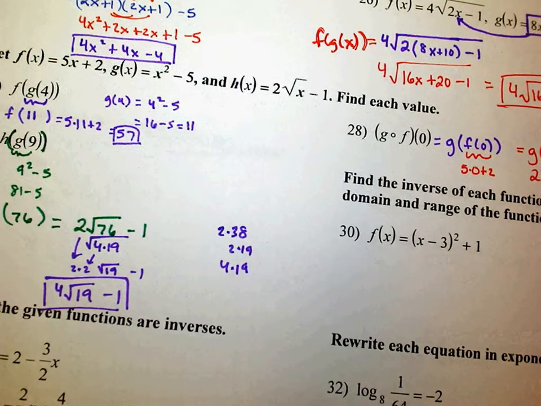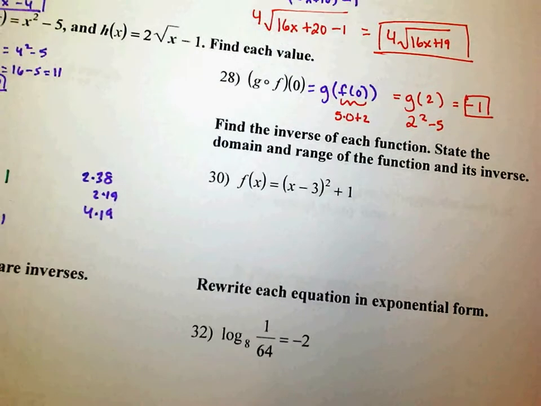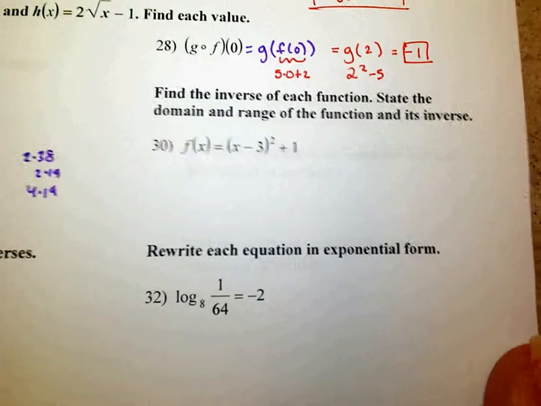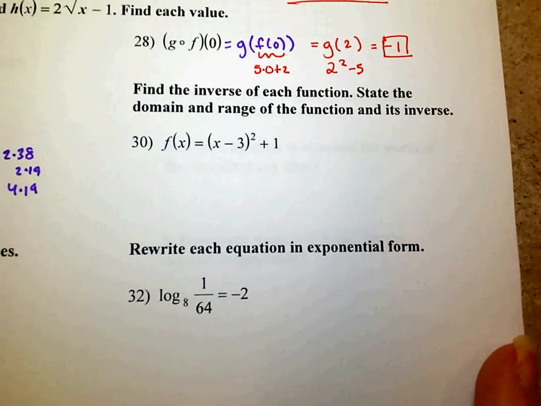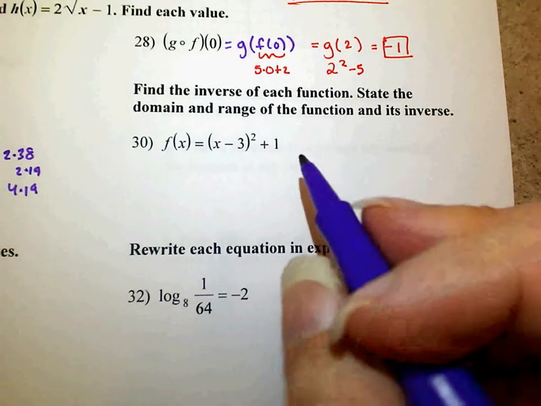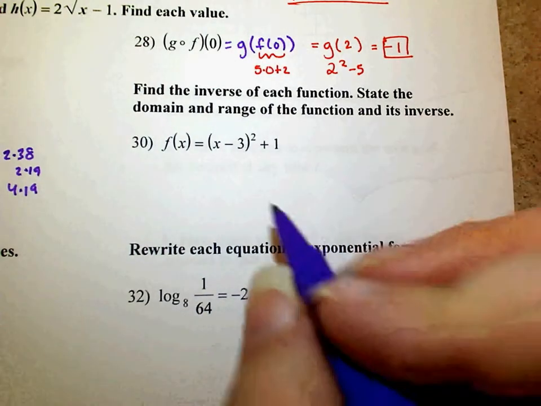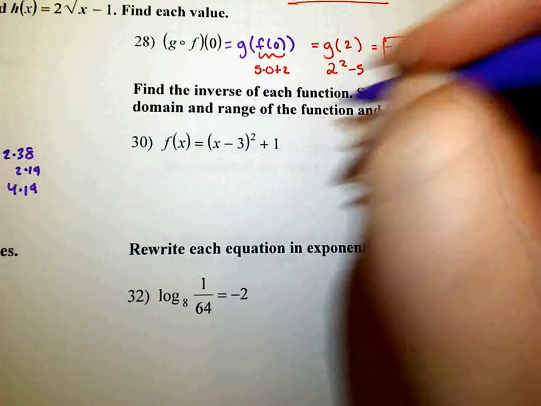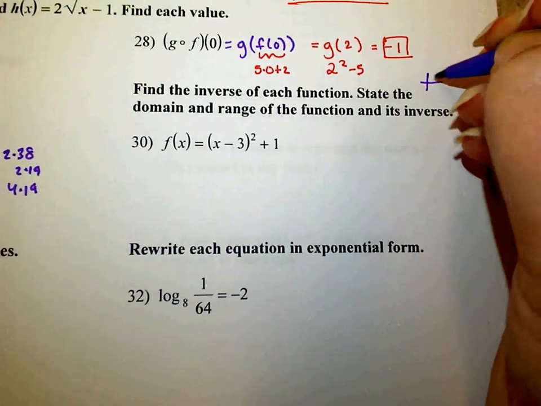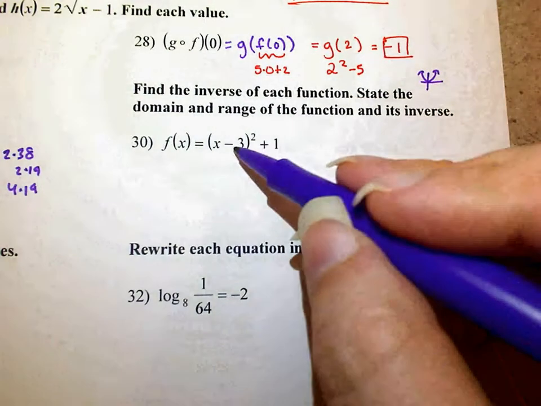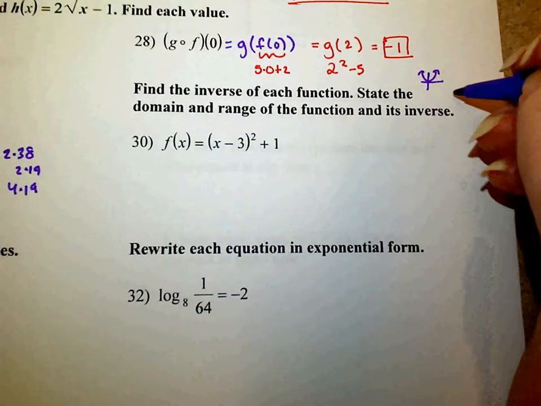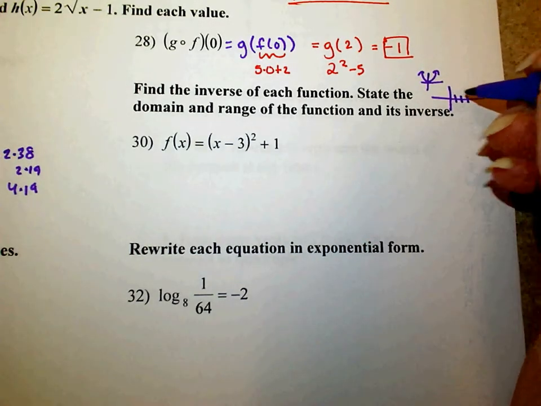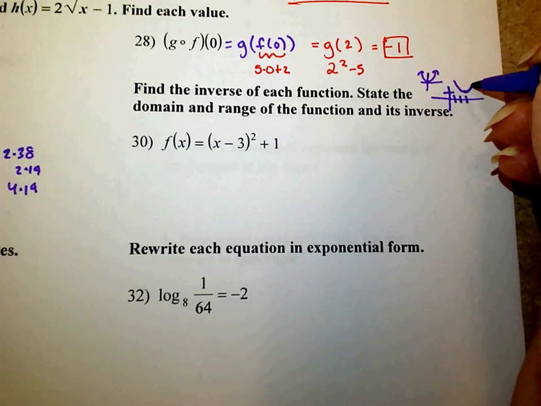Find the inverse of each function, state the domain and range of the function and its inverse. So first, let's talk about this function's domain and range. This is a parabola. Remember, parabolas look like the U. But it's shifted to the right 3 and up 1. So if you shift to the right 3 and up 1, this is what it looks like. So what is its domain and range?